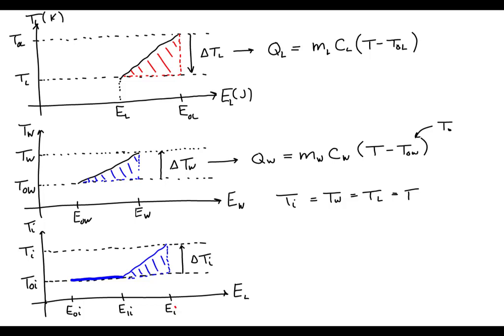So there are two processes going on for the ice. There is a phase change and there is a temperature change. So for the ice, the heat exchanged, we have to consider those two processes. The heat exchange of the ice is the heat due to the phase change of the ice plus the heat due to the temperature change of the ice.